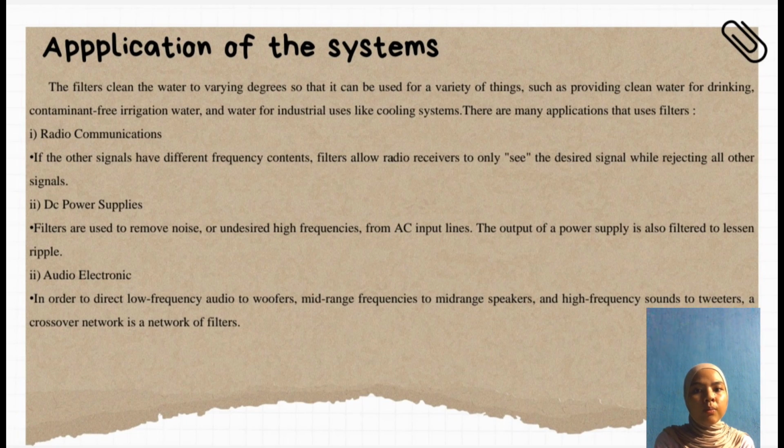Filters are used to remove noise or unwanted high frequency from AC input lines. The output of a power supply is also filtered to lessen ripple. The third is audio electronic. In order to direct low frequency audio to woofers, mid-range frequency to mid-range speaker, and high frequency sounds to tweeters, a crossover network is a network of filters.